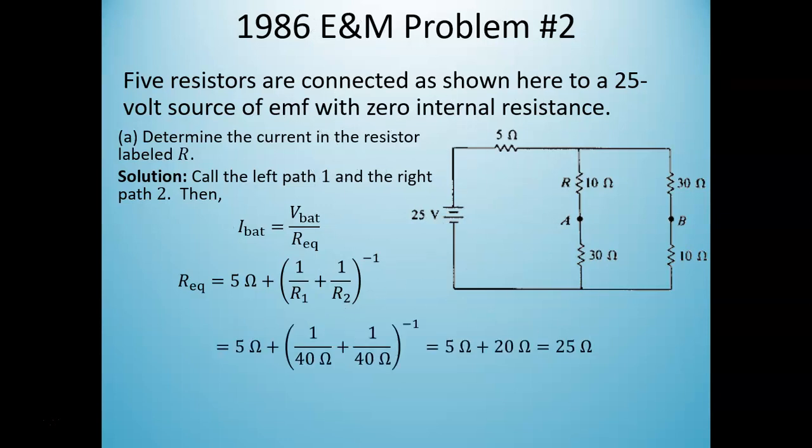So now, plugging in those numbers, I probably should have given names to the different resistors, but in this case this was good enough. We have 1 over 40 ohms plus 1 over 40 ohms because we have 40 ohms down each path, where each of those comes from the series sum, in this case of 10 plus 30 and 30 plus 10. So 1 over 40 plus 1 over 40 is 1 over 20, so that inverted is just going to be 20 ohms, and that plus the 5 ohms that we had at the beginning here gives an equivalent resistance of 25 ohms. So the current coming out of the battery is 1 amp.